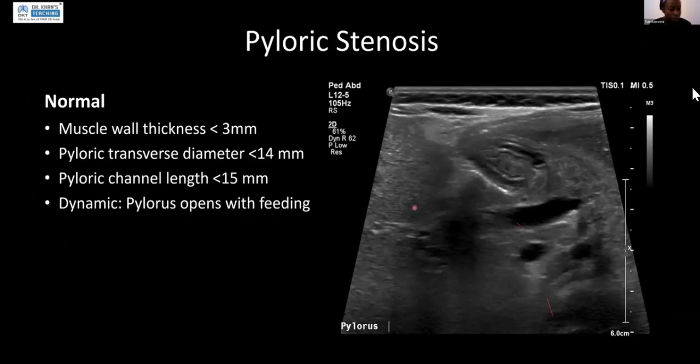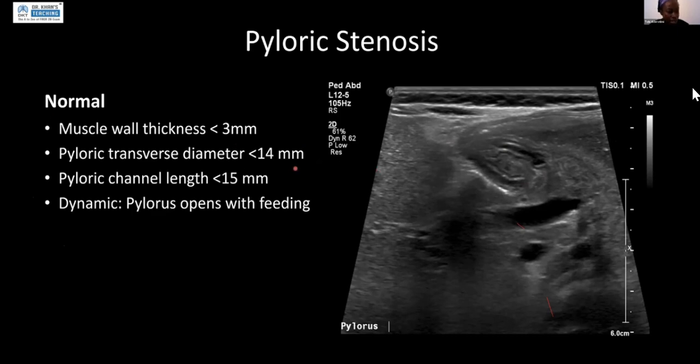So this is an example of a normal pylorus, just for you to contrast to the abnormal. So this hypoechoic band here that you can see on both sides is the muscle, and that is what we're measuring. So just this hypoechoic structure here, and that is what becomes thickened in hypertrophic pyloric stenosis. So the single muscle wall thickness should be less than 3 millimeters, and this is the most accurate measurement, this one here, for pyloric stenosis.